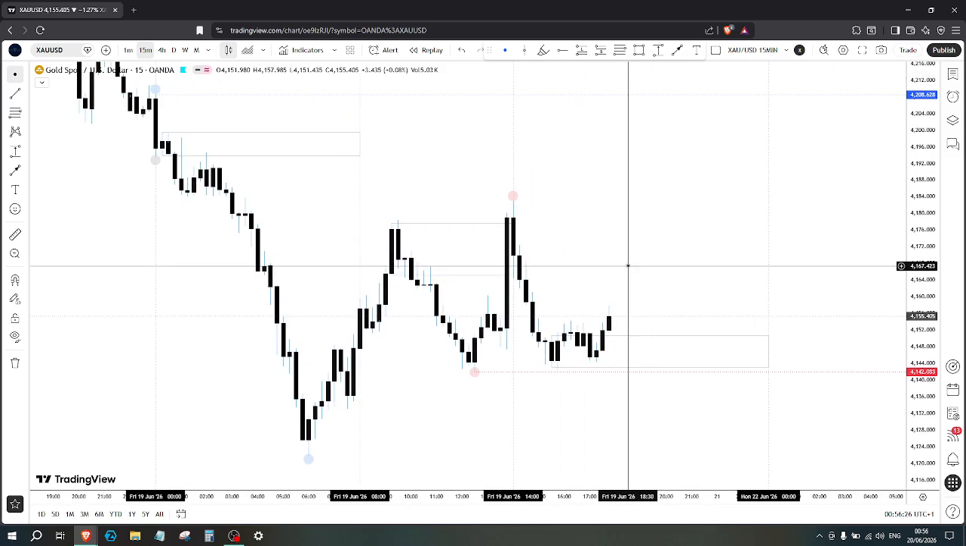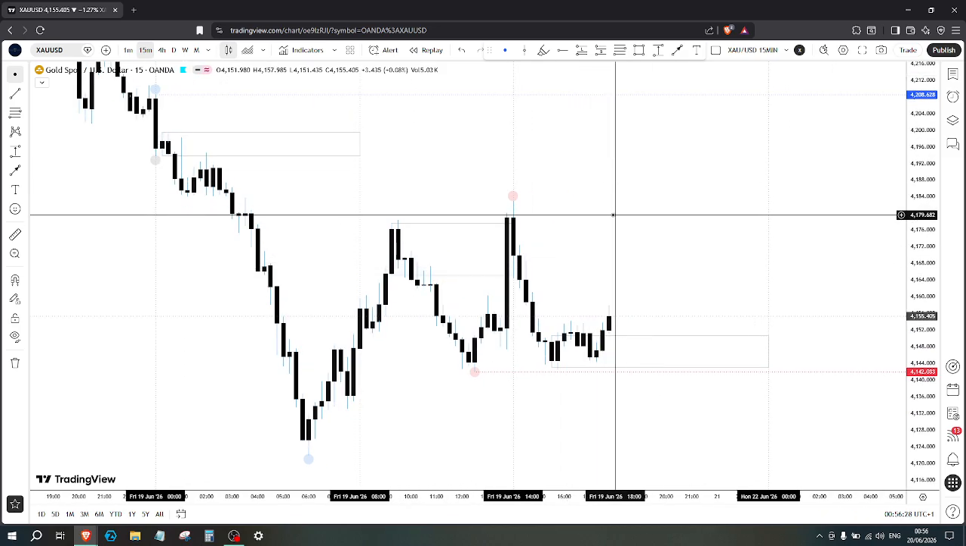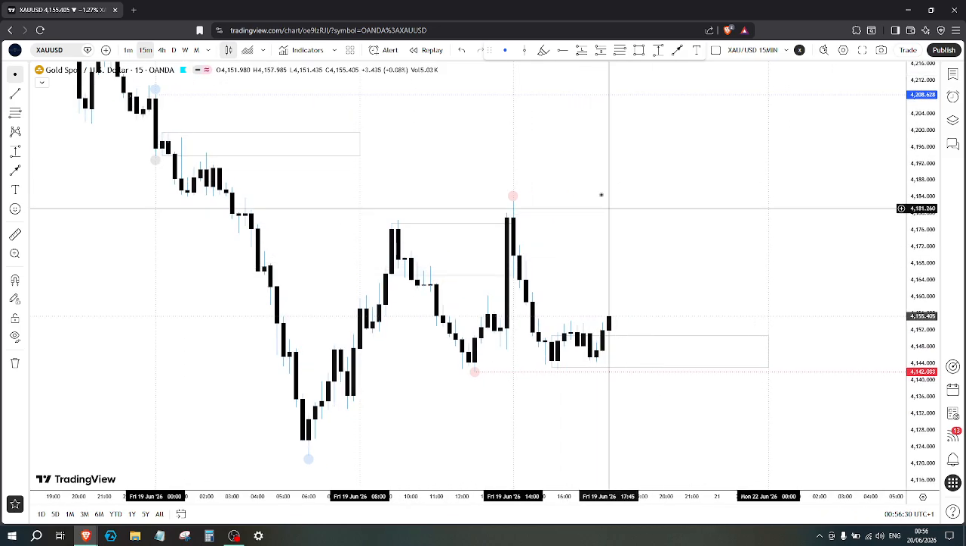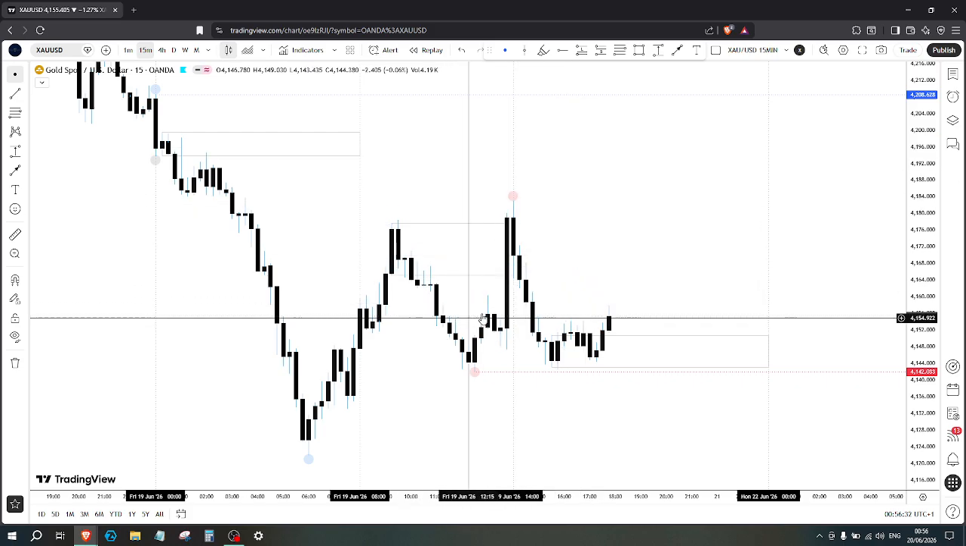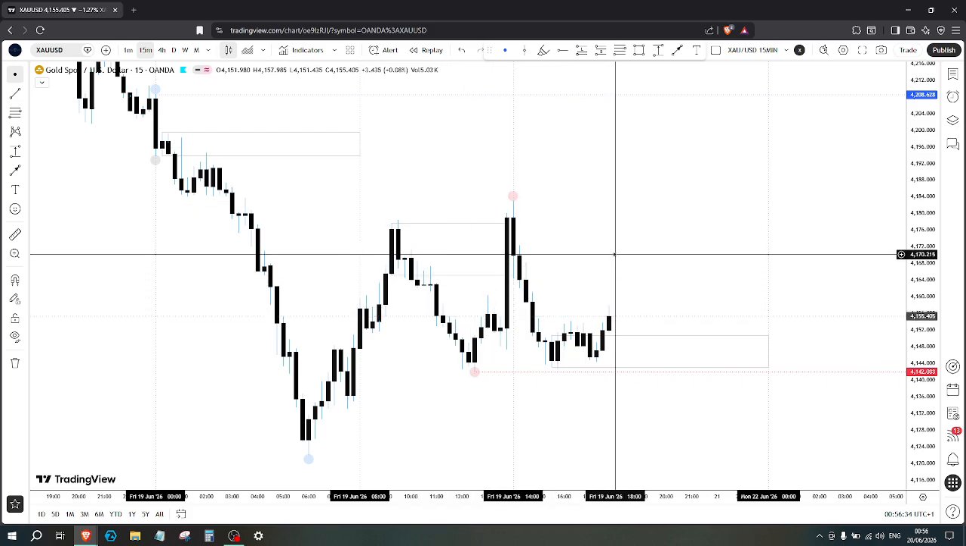Let's use today's session for example. In every single session, Asia, London, and New York, what you should be looking for is a first high, a first low, and two breaches to the upside and two breaches to the downside for both the first high and the first low.